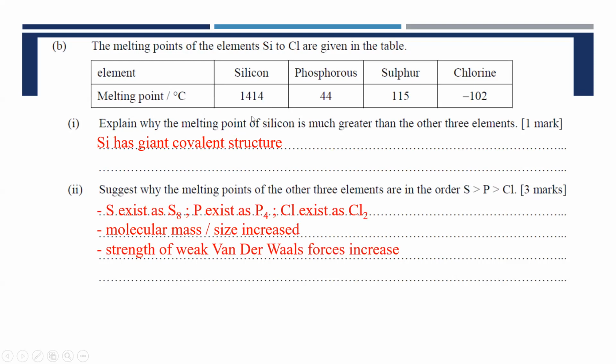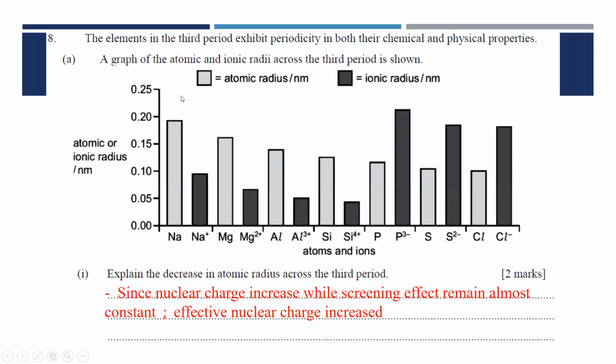So that is how you are going to explain why the elements' melting point increases in such order. Okay, so with that, that is for question number 7. Question number 8. An element in the period 3 exhibits periodicity in both chemical and physical properties.